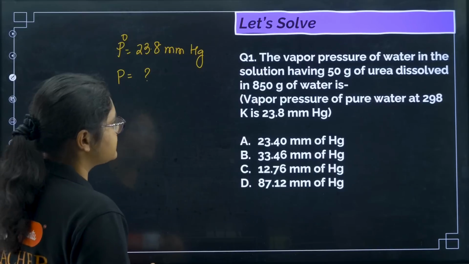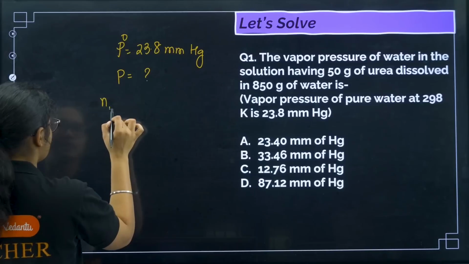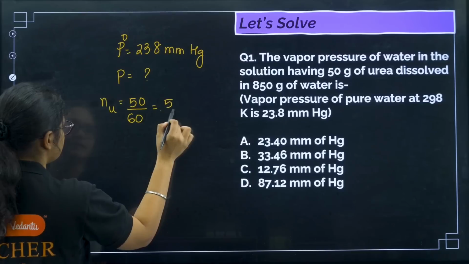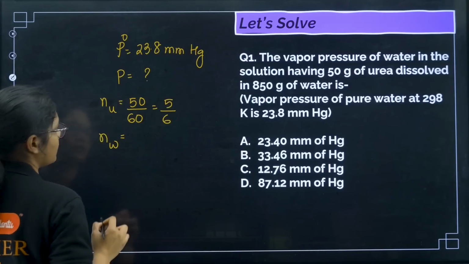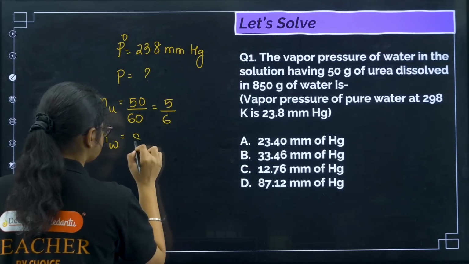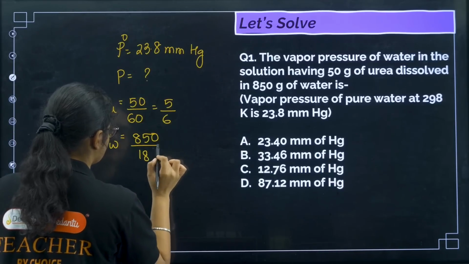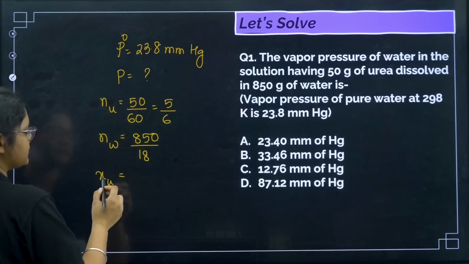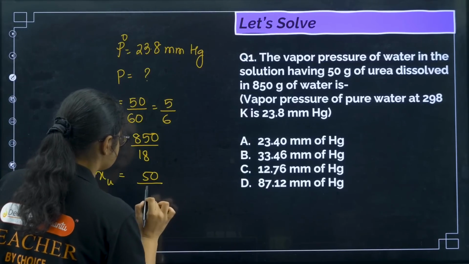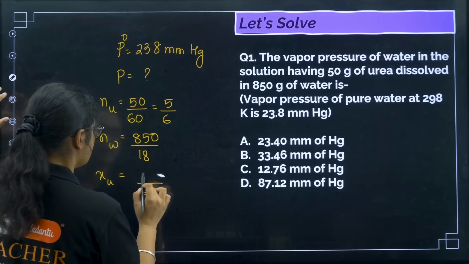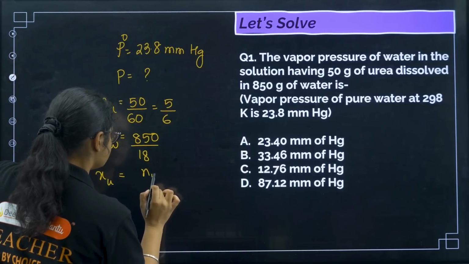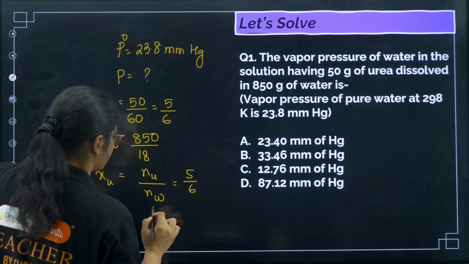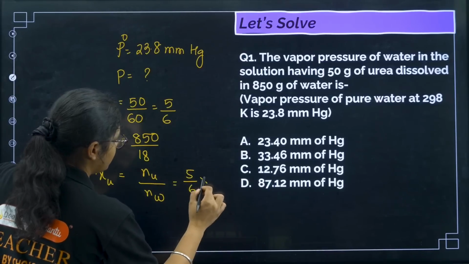Clear? Now the number of moles of urea here is the given mass by molar mass. So 50 by 60, so it is 5 by 6. Number of moles of water is 850 gram divided by 18. Now if I want to calculate the mole fraction of urea, let me write down the formula first. Mole fraction of urea will be the number of moles of urea by number of moles of water. So the number of moles of urea is 5 by 6, and the number of moles of water is 850 by 18.